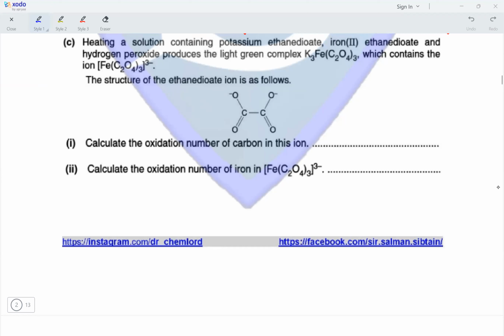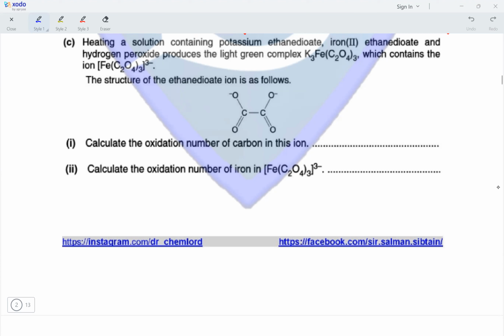Heating a solution containing potassium ethanedioate, iron(II) ethanedioate, and hydrogen peroxide produces the light green complex K3Fe(C2O4)3, which contains the ion Fe(C2O4)3 3 negative. The structure of the ethanedioate ion is as follows. So it has got a 2 negative charge. Calculate the oxidation number of carbon in this ion.